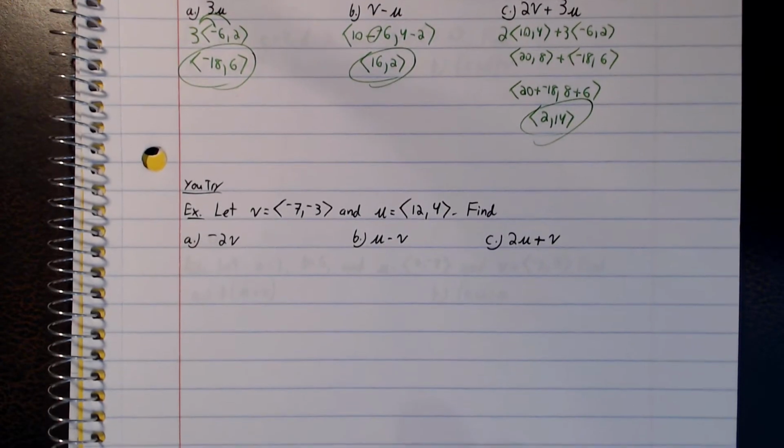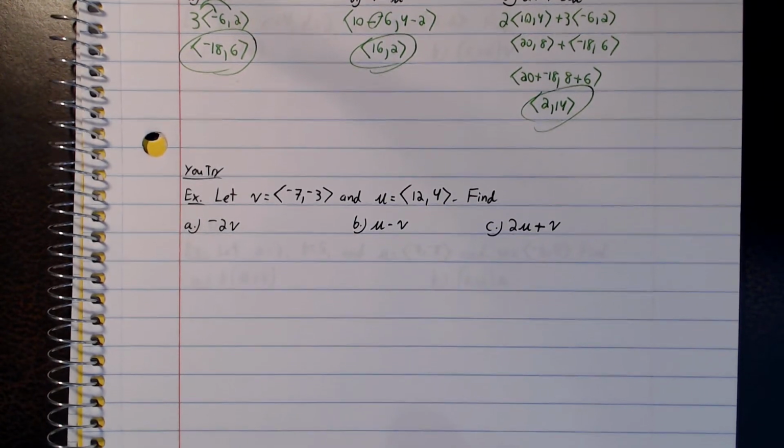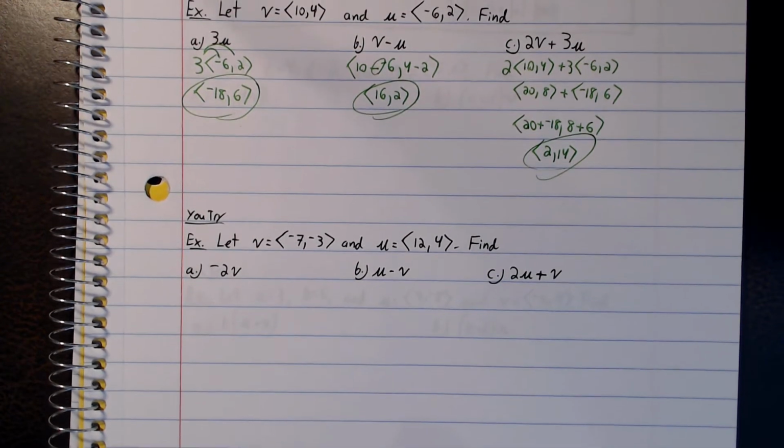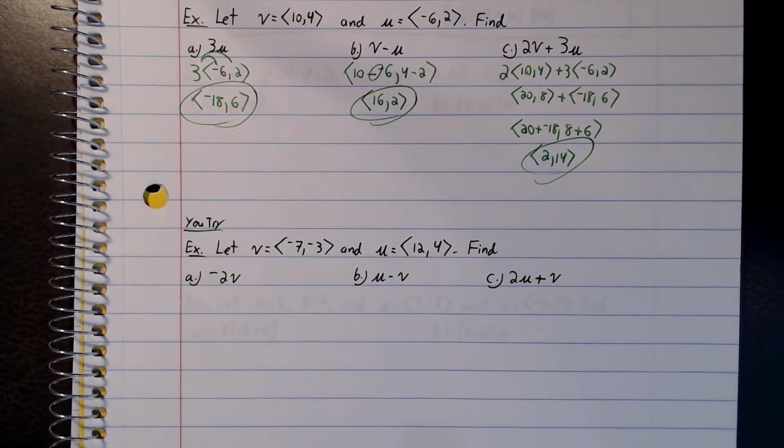So here's one for you to try. You've got a new vector, v and u. I'm going to leave the example from above so that you have something to reference. Pause the video and resume when you're ready to check your solutions. All right, let's see how you did with this.